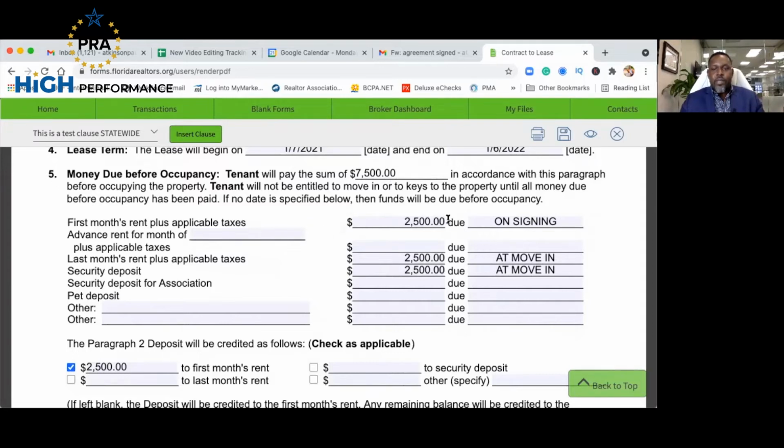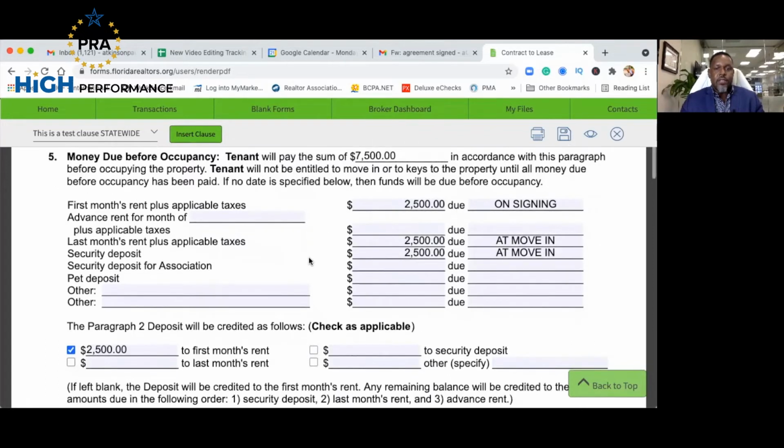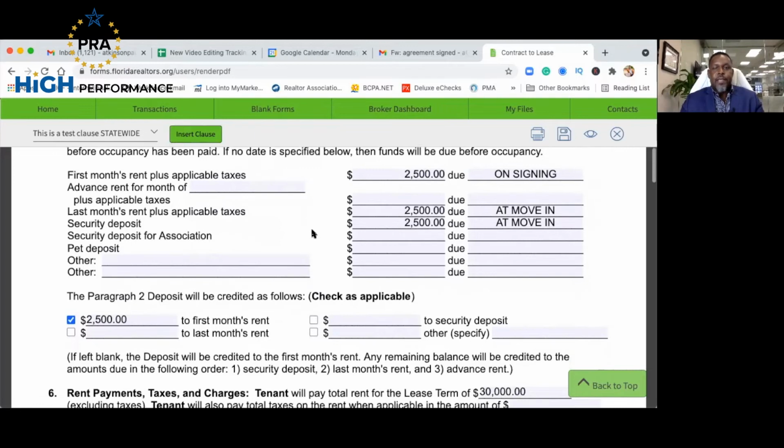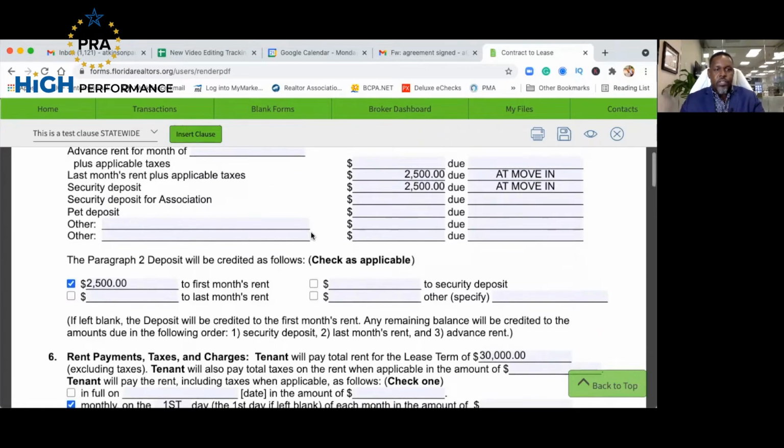They're going to pay the $2,500 on signing this contract to enter into a lease, because they give it to you as a deposit. And then at move-in, after they go through all the screening and all of that, if there's one, they will put the last month's rent and the security deposit. It all depends on what's applicable on your deal.